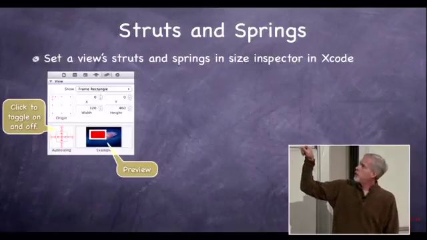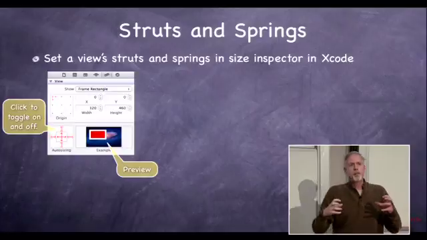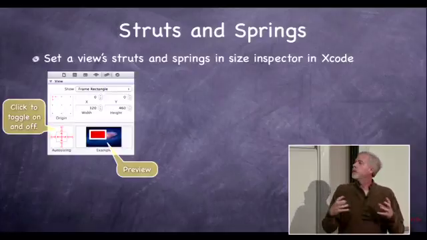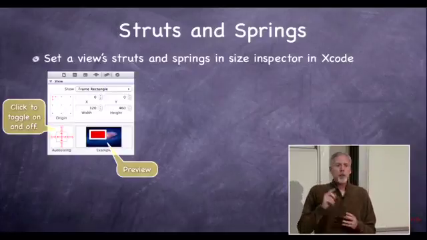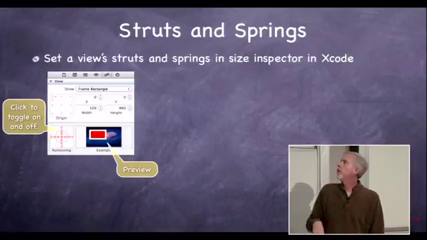Now, the struts and springs are the little red things in the lower left. The I-beams, the things that look like eyes, those are struts, and the arrows in the middle, those are springs. They don't look like springs, but that's what we call them. And you can turn those things on and off just by clicking on them. They toggle. You click on one, it'll turn off. You click, it'll turn right back on.